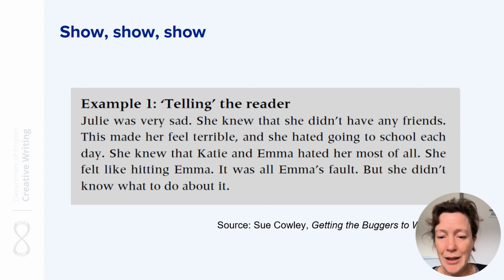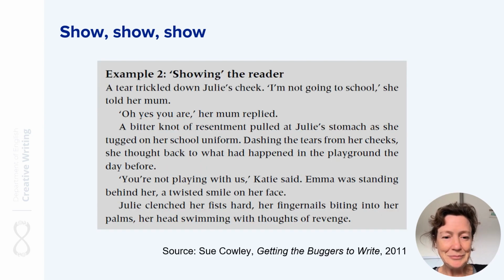So here the narrator tells us precisely what Julie is feeling and thinking and why. If we go on to the next example, it's the same general situation, the same characters. A tear trickled down Julie's cheek. I'm not going to school, she told her mum. Oh, yes, you are, her mum replied. A bitter knot of resentment pulled at Julie's stomach as she tugged on her school uniform. Dashing the tears from her cheeks, she thought back to what had happened in the playground the day before.